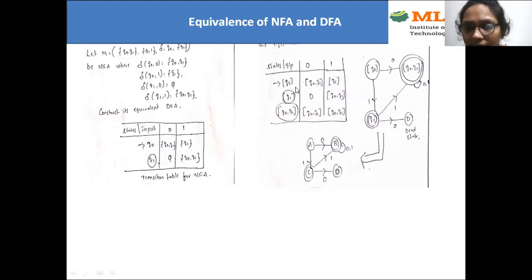Now Q0 is the initial state, which is similar to the NFA. In the NFA, what is the final state we have? Q1. And how do we decide the final state in DFA? Whatever the combination in which you get Q1, that will become a final state. See, here we have Q1, here also we have Q1, so now we have two final states here. Q0 is the initial state, and Q0, Q1 and Q1 are the two final states, and you need to include the dead state also.